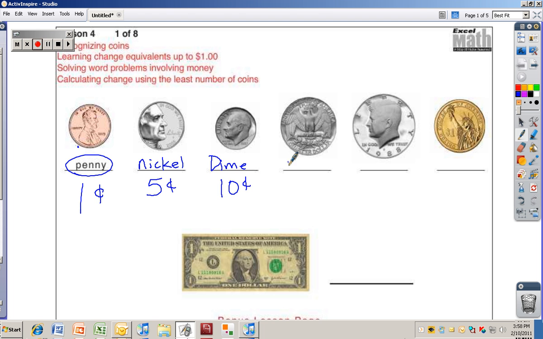This, of course, is a quarter. That's worth how much? 25 cents. This is a 50-cent piece, otherwise known as a half dollar. And that's worth how much? 50 cents, obviously. And then this is a coin that is not in circulation too much. You don't see it too often. I'm not sure if you can read this on your screen, but that actually says $1 right there. That's a $1 coin.